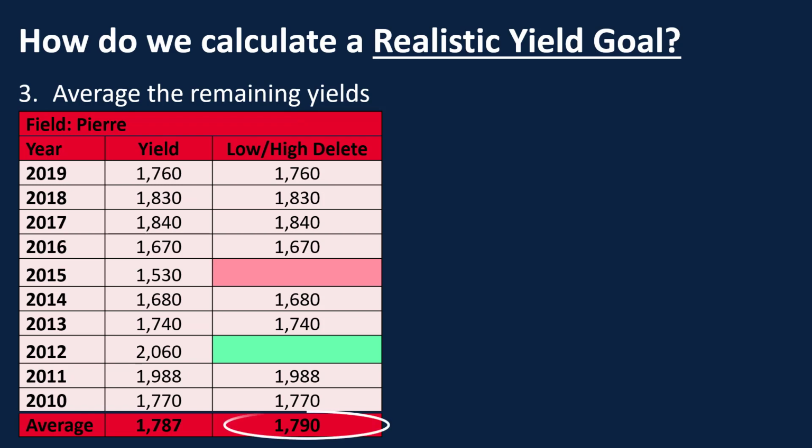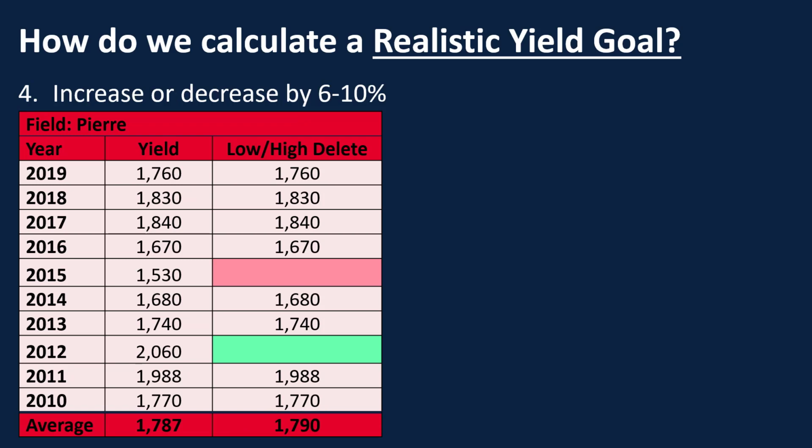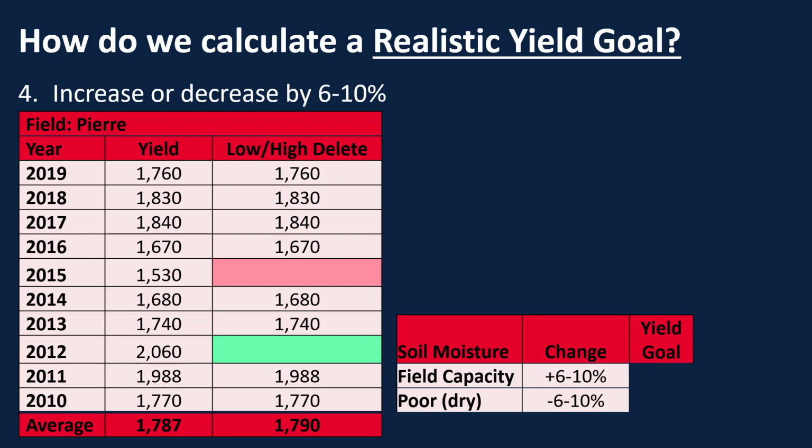And then after that, what we want to do is increase or decrease this by 6 to 10%. We can use the default that on average we're increasing our yield level by about 6% each year. So we're going to increase that, use that increment. Or there's another thing that we can do, and that is using soil moisture. If our soil is at field capacity and it's going to help that seed germinate quickly, we might want to increase that by 6 to 10%. However, if we're looking at planting that sunflower into dry seedbed conditions, which might decrease yield overall, we might decrease that yield goal by 6 to 10%.